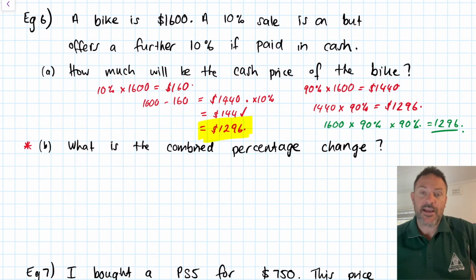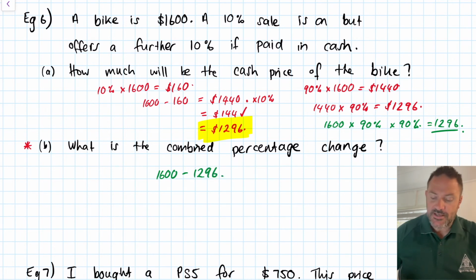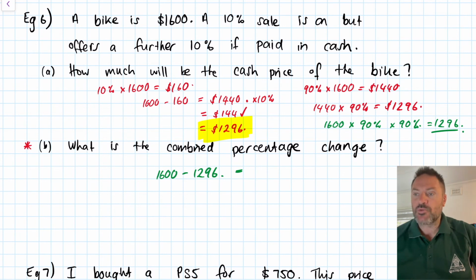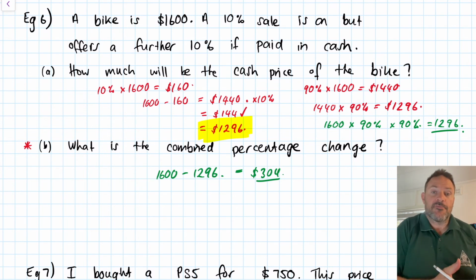What is the combined percentage change? Well, we started with $1,600, and now what we have is $1,296. So what I'm actually looking for here is the actual change. What is the loss, I guess you would say, that we have actually accumulated here? And that would be $304. So my discount is actually $304.